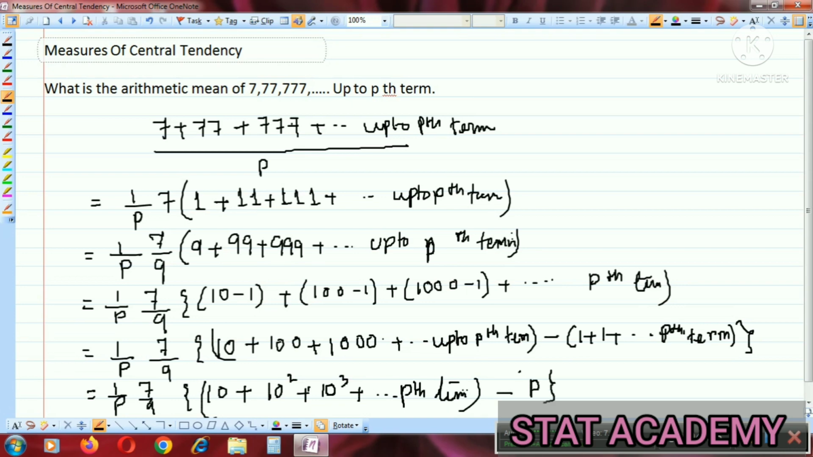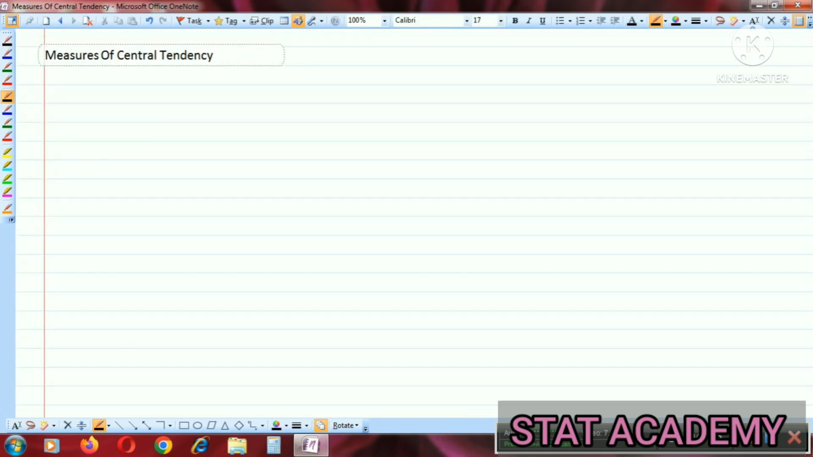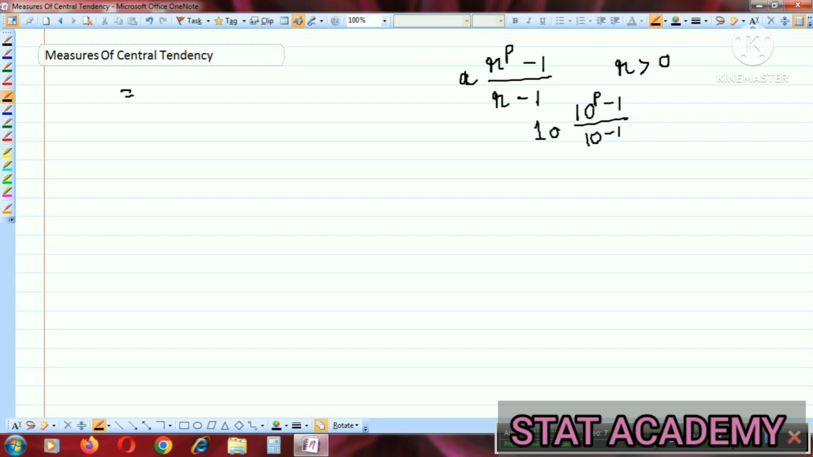Now we can see that this series is a GP series, and we know that the sum of a GP series up to pth term is a into (r to the power p minus 1) divided by (r minus 1) when r is greater than 1. Here a is the first term and r is the common ratio. So for our problem, the value of a is 10 and the common ratio is also 10, that is 10 into (10 to the power p minus 1) divided by (10 minus 1). So we can write this as 1 divided by p times 7 divided by 9 into (10 into (10 to the power p minus 1) divided by (10 minus 1) minus p).